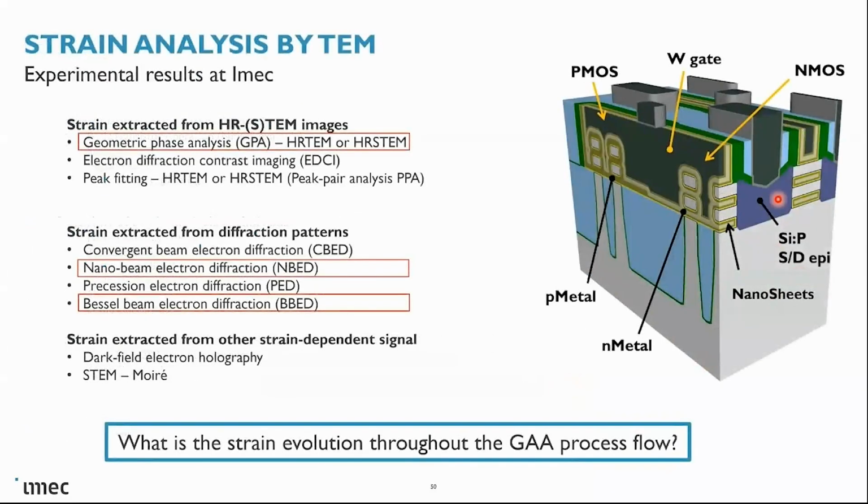where I would like to show you an example of measuring strain in a complex device, a gate-all-around with germanium channel. And we did this using geometric phase analysis, nano-beam electron diffraction, and bezel beam electron diffraction. And we measured the strain evolution through the gate-all-around process flow.